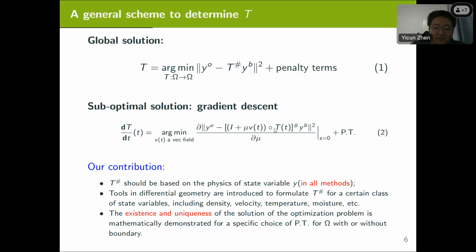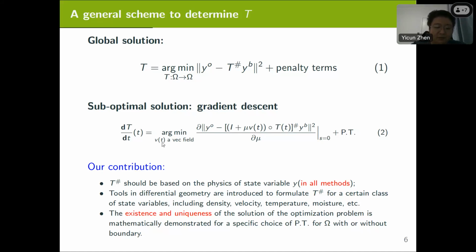Basically you can see that we compose, where I is the identity map and mu is a variable. We want to take the partial derivative of this with respect to mu at mu equal to zero. Capital T of t is known, we assume it's known. We have the displacement flow from t equal to zero to t equal to t, and we want to know how this displacement flow changes for the next small time step.